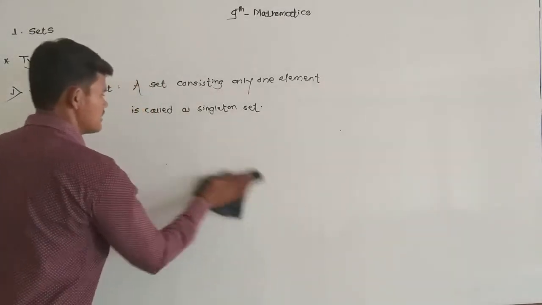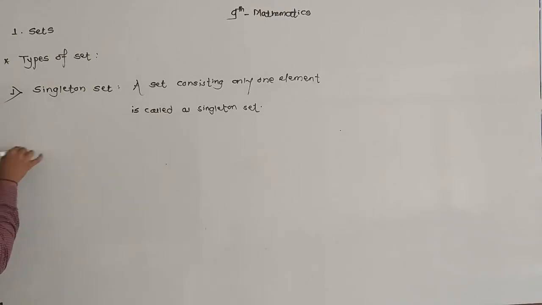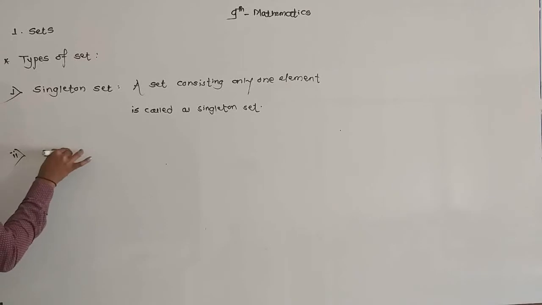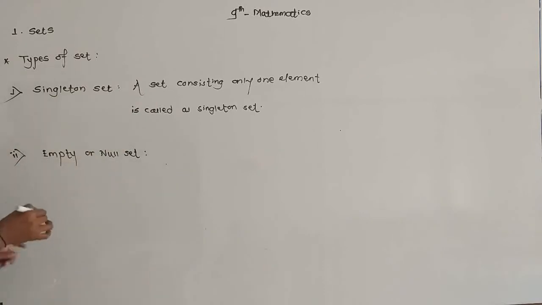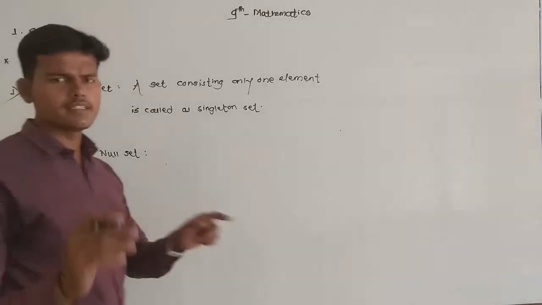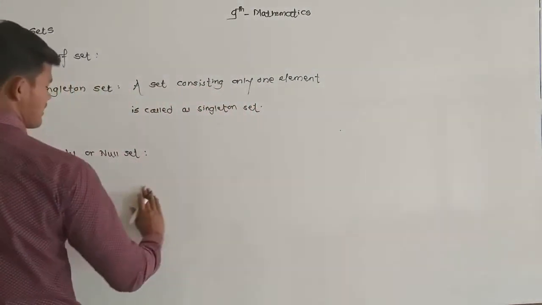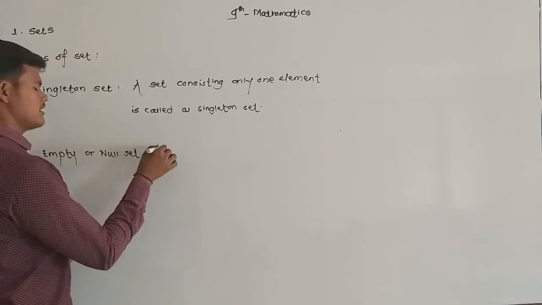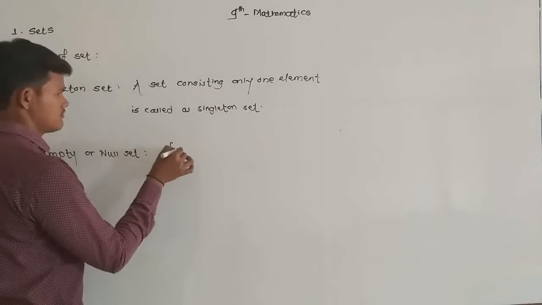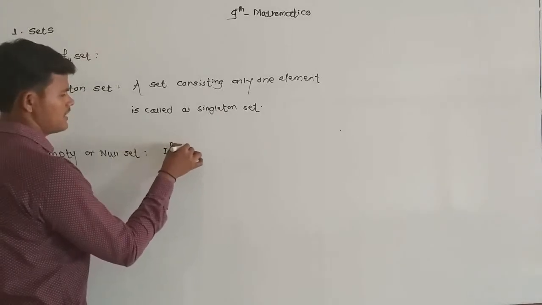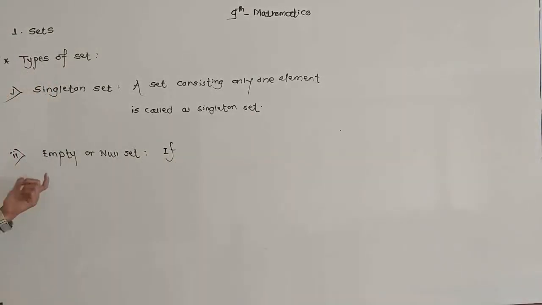Empty set or null set. Empty means what? Nothing in the set. That means it contains zero elements in a set. Empty means रिकामा. That is, there is no element in a set. If there is not a single element in a set, then it is called an empty or null set.